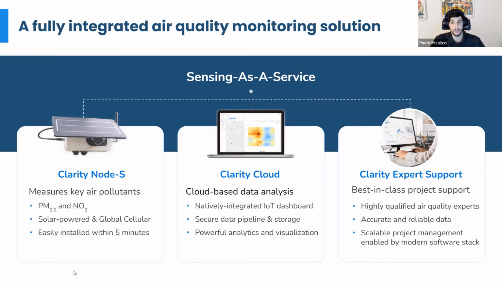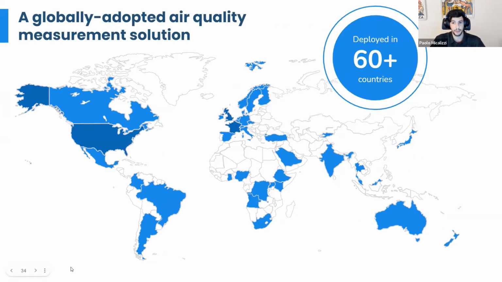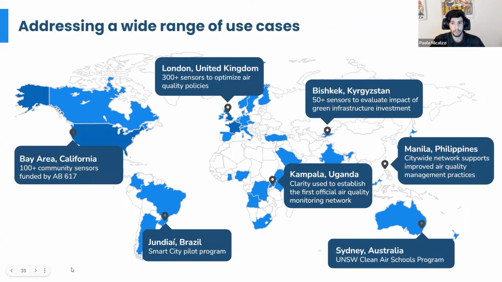Next slide, please. Our solution is today deployed in more than 60 countries and in very exciting projects. Next slide. As an example, in London, we monitor PM2.5 and NO2 at more than 300 sites. And some of them are sensitive sites, such as schools and hospitals. And we are helping to shape the future clean air policies there, which is very exciting.